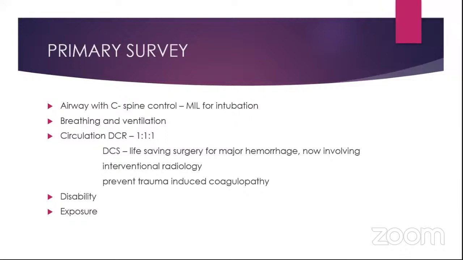Now, disability also is looked out for, looking especially for neurological disability, any history of tenderness in any of the limbs, and paresthesia also in these patients. Then exposure: you want to expose the patient all around and see if there are any lacerations or any external wounds that can be quickly picked and sutured to prevent further hemorrhage in this group of patients.